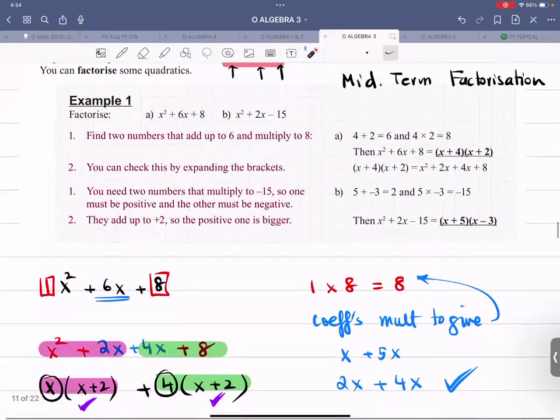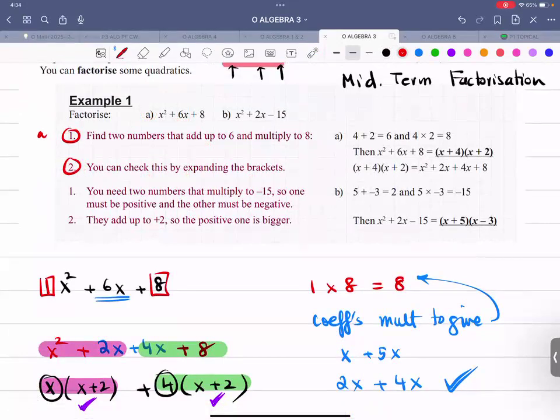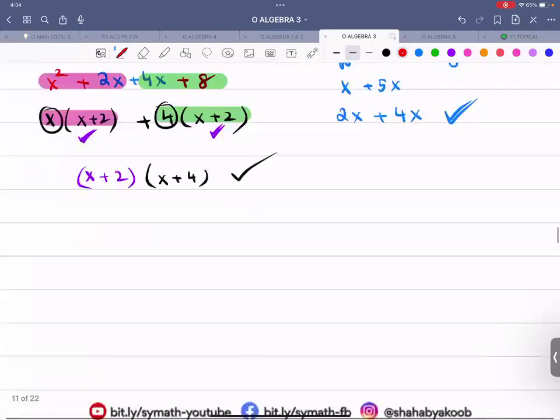Now let's read. All these PDFs that I'll share are for you to read also. Find two numbers that add up to 6 and multiply to 8. You can check this by expanding the brackets. So for part A, this is 1 and 2. For part B, this is 1 and 2. Now if I focus on this one, 4 plus 2 is 6, 4 into 2 is 8, and then it's the same process as I've shown. Now let me do one more.